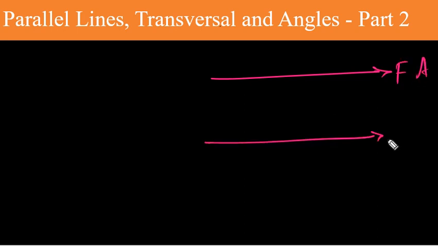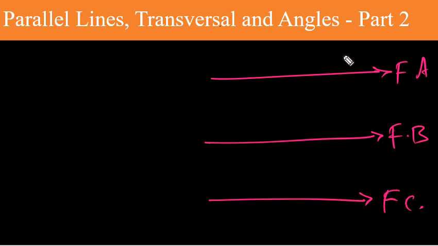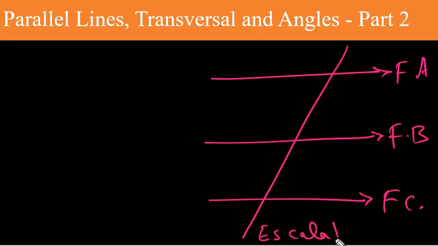Now let's say you go to a mall. Let's say you go to Al Ain Mall. This is floor A, floor B, and floor C. Now you are going through the escalator. What is the relation between the escalator and the floors? The escalator is a transversal line to all the floors, right? And what is the relation between the floors? They are parallel to each other, right?